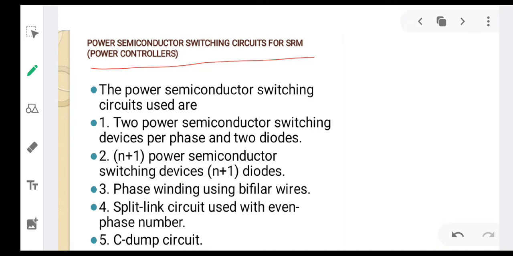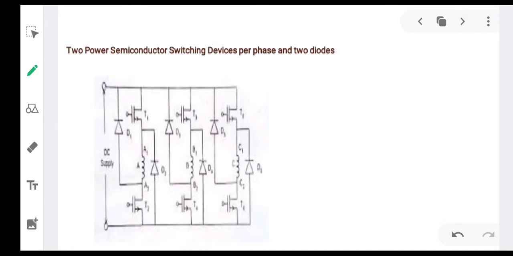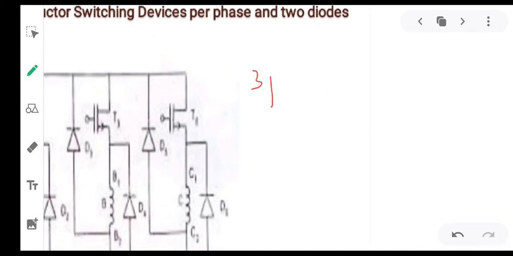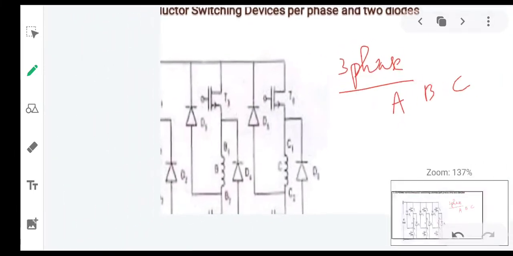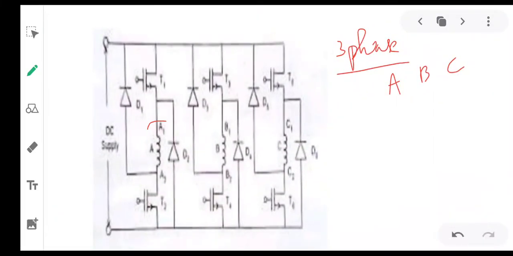These are very important. Going to the first part, 2 semiconductor switching devices per phase and 2 diodes. When considering a particular phase, you can have a number of phases depending upon the number of stator poles. Here I am going to consider a 3-phase system, with phase A, phase B and phase C. These are the phase windings: phase winding A dash, phase winding B dash, and the next winding C dash.